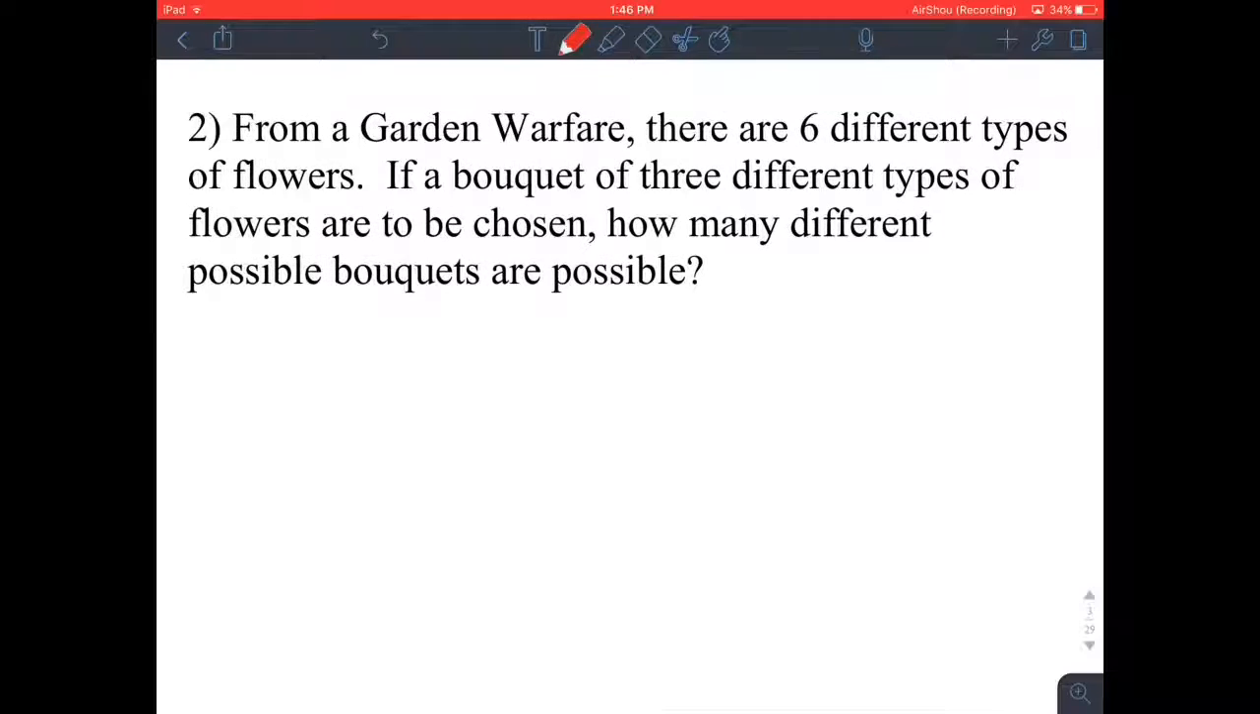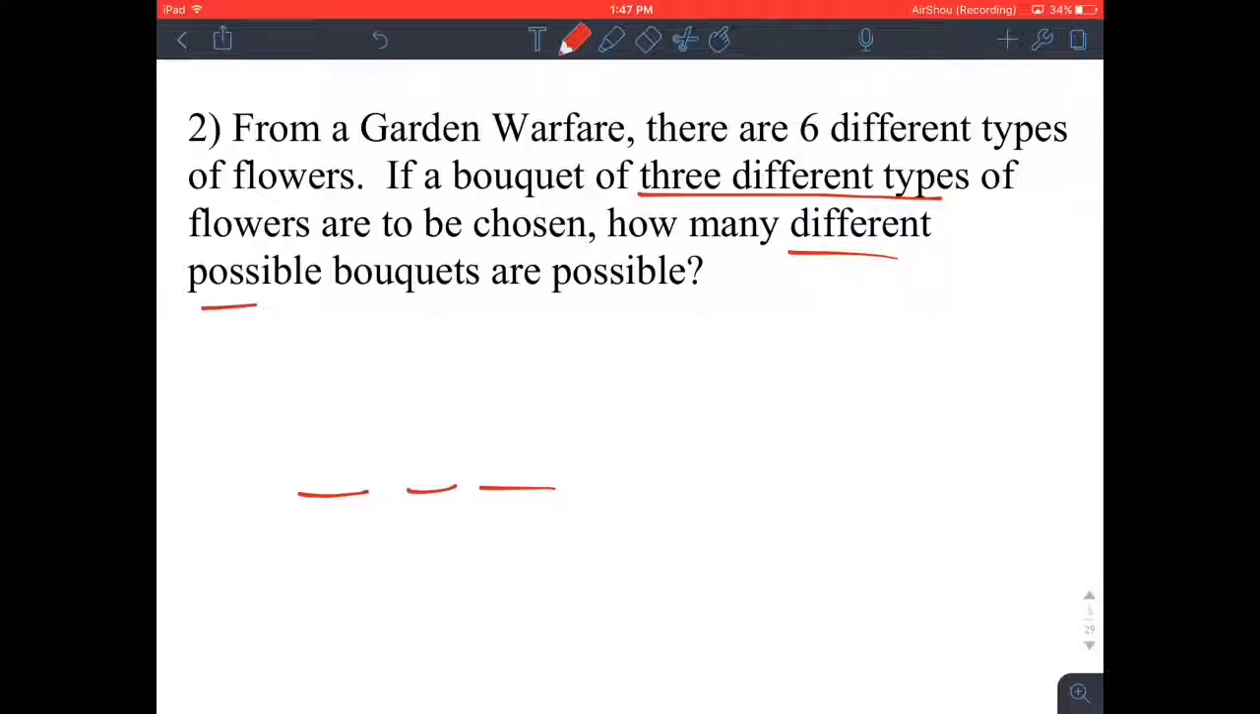Another example. From a garden, there are 6 different types of flowers. If a bouquet of 3 different types of flowers is to be chosen, how many different possible bouquets are possible? Notice it also says that 3 different types are going to be chosen. So once again, we're choosing 3. Before we were choosing 2 kittens, now we are choosing 3 different types of flowers.